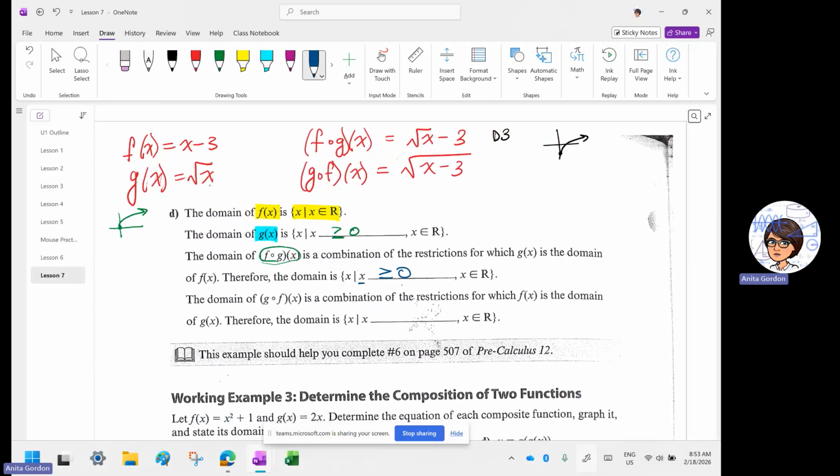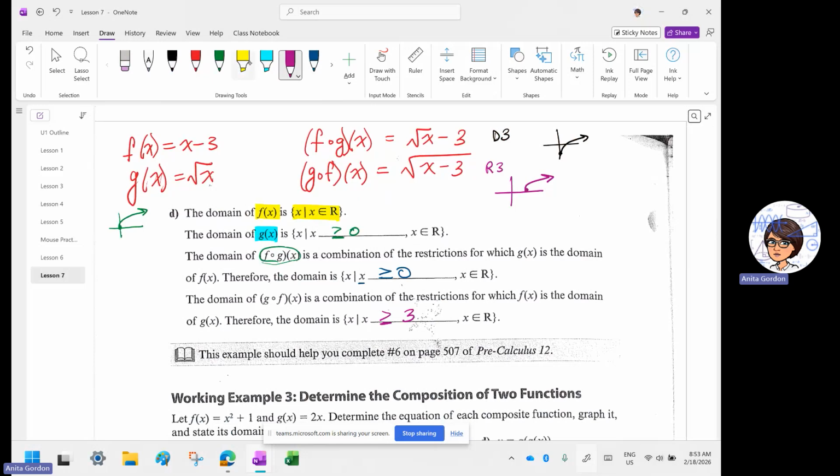However, for g of f of x, I have moved to the right 3. So now I look at my standard equation and I've moved it to the right 3. In this picture, I do have a change of domain. Here, my starting point will be 3 or more, right? I've moved to the right 3.